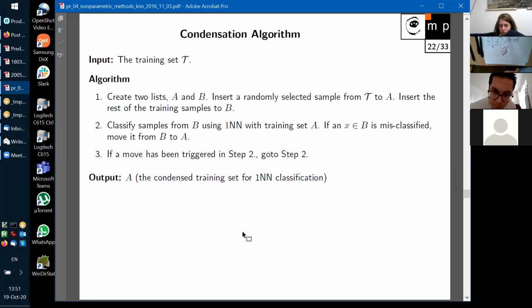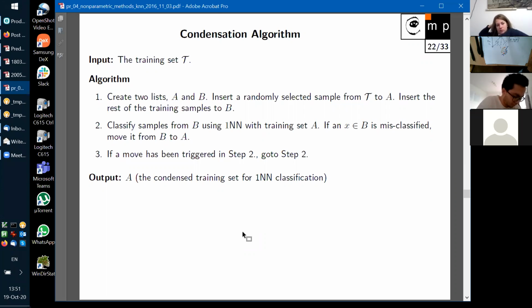And so this idea that not all points are needed is the core of this very simple algorithm called the condensation algorithm. And I think it's very easy to understand. So let's see. We'll have a training set T. These are all the points we have. And we start with B being a very long list: almost all samples but one from T are in B, and one sample goes to A.